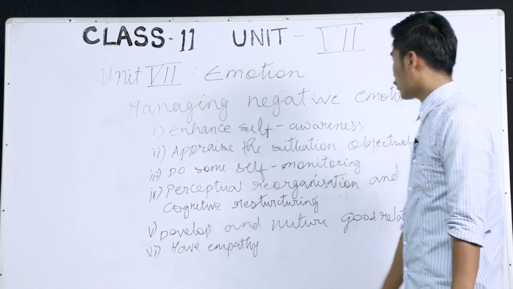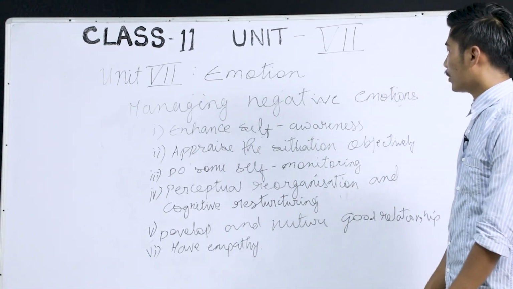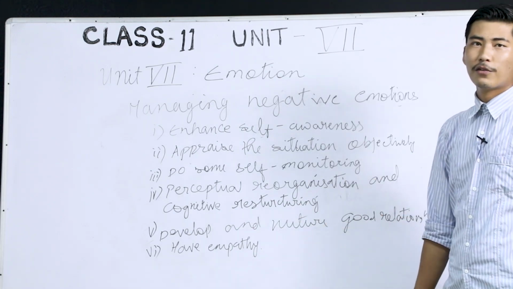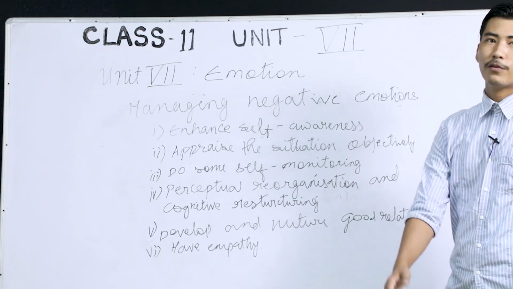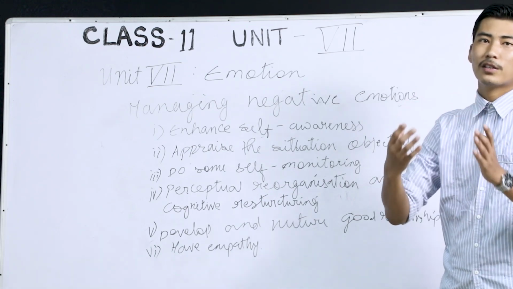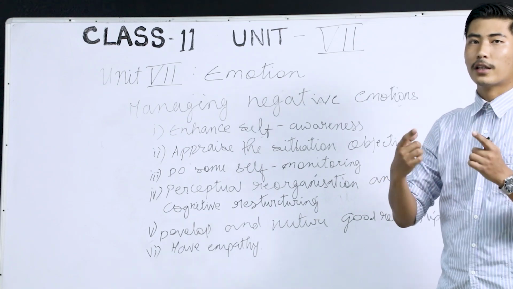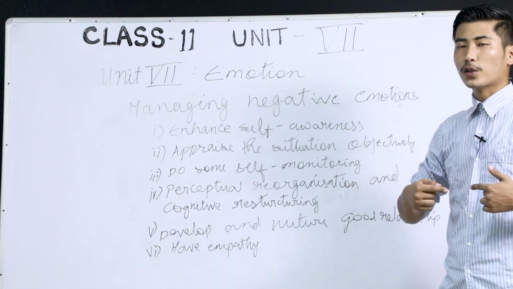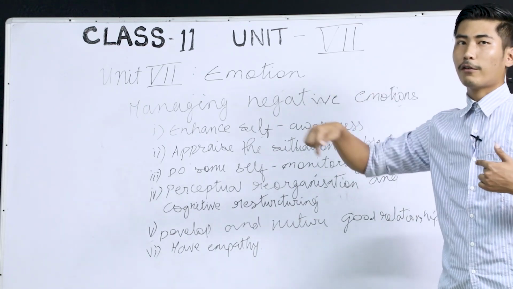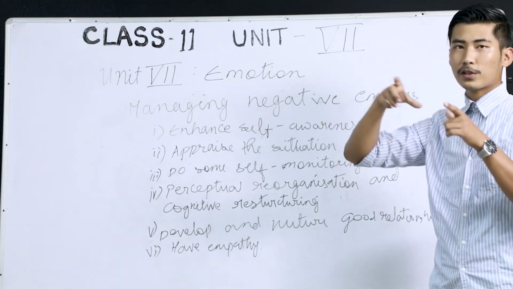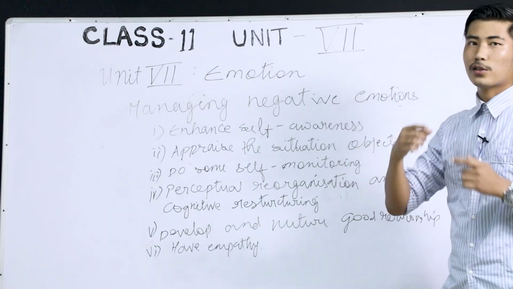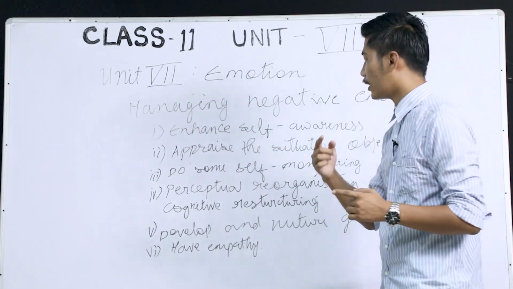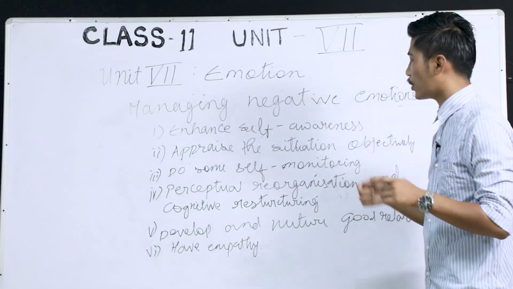The fourth one is perceptual reorganization and cognitive restructuring. Perceptual reorganization and cognitive restructuring is basically perceiving things in a very different way. If you are perceiving something in a very negative way, then you will have to think, yes, okay, I'm not going to do that, I'm going to restructure it. I'm going to make it into a very positive emotion, and I'm not going to follow the negative emotions that I was following. So basically, you will have to perceive the situation, and then you will have to make changes in your cognitive restructuring. Cognitive restructuring is basically your mindset, your mentality.